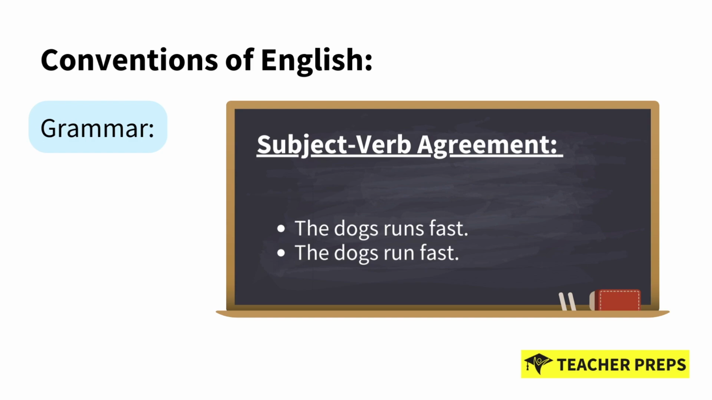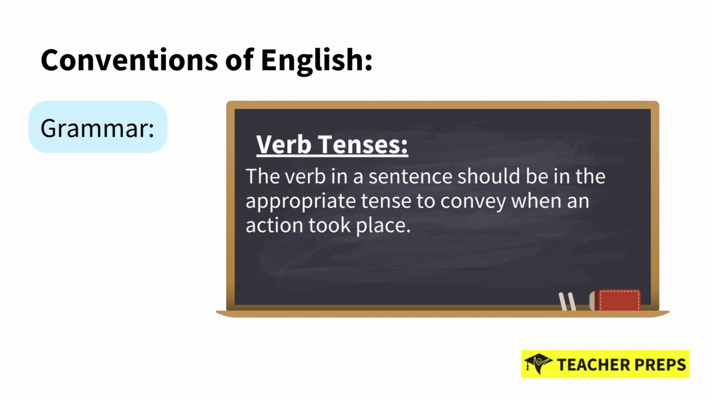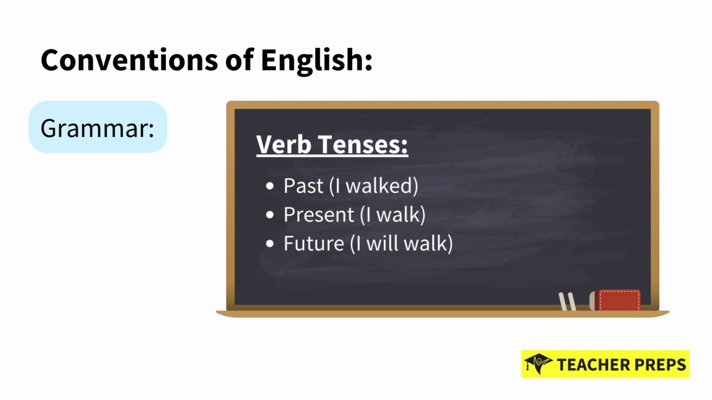Now let's have a quick look at verb tenses, where the verb in a sentence should be in the appropriate tense to convey when an action took place. Some examples include I walked, I walk, I will walk. So we've got past, present, and future.